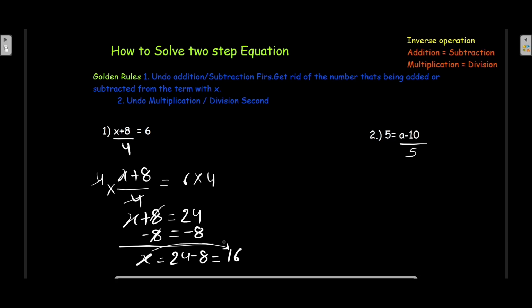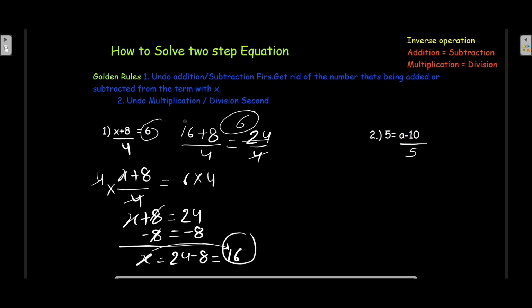And if we want to verify that our answer is correct or not, we have to plug this 16 into this equation. So if we put the value of x is 16 plus 8 divided by 4, 16 plus 8 is 24 divided by 4. If we divide 24 by 4, it will give us 6. So here this 6 and this 6 are equal, so it shows that our answer is correct.